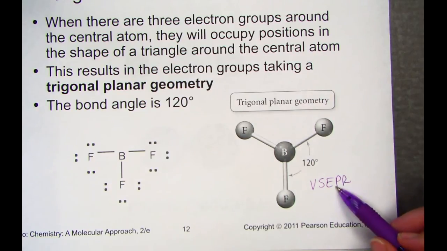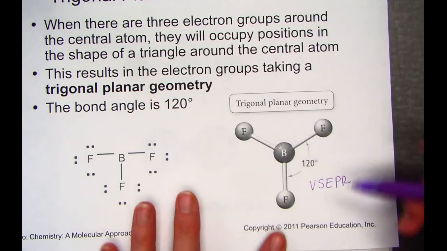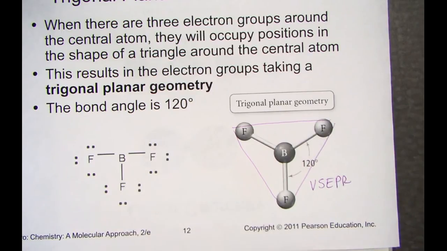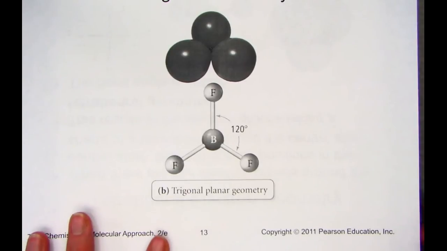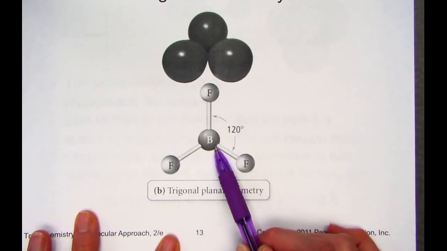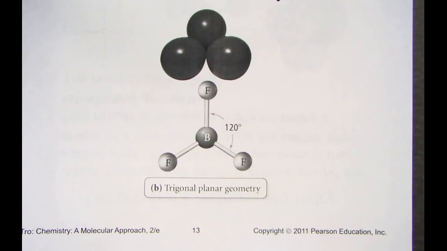Valence shell electron pair repulsion. I want to separate them out. And if there are three, we can see the shape of a triangle with 120 degrees as the bond angle, the largest possible. And that's what this picture is showing here, a close-up of the trigonal planar geometry. The central atom, this would be boron trifluoride, a trigonal planar geometry.